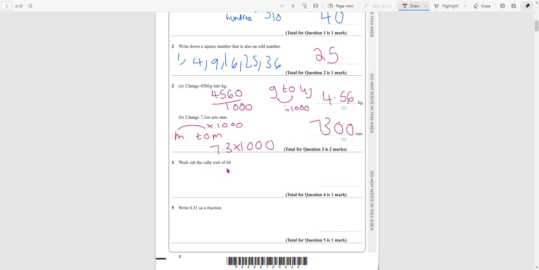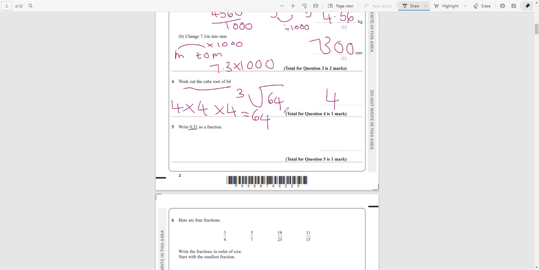Question number 4. Work out the cube root of 64. If you watch my previous videos, you know we've gone through this question already. The cube root of 64 is going to be 4. The reason being is 4 times 4 times 4 is going to equal 64. Now, write 0.31 as a fraction. The way we write 0.31 as a fraction is 31 over 100. This is because 31 divided by 100 will give you 0.31. You can also substitute this into a calculator. This is a calculator paper.